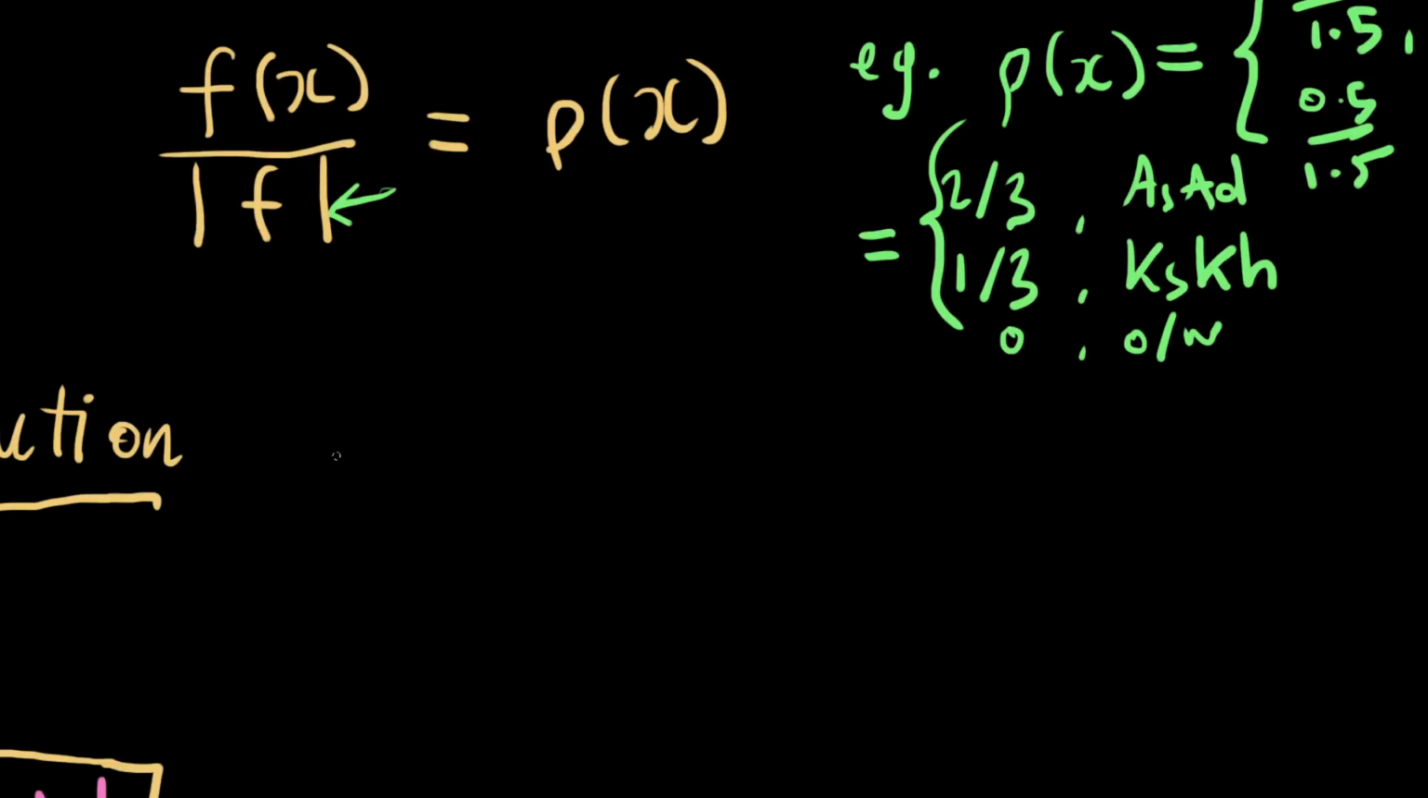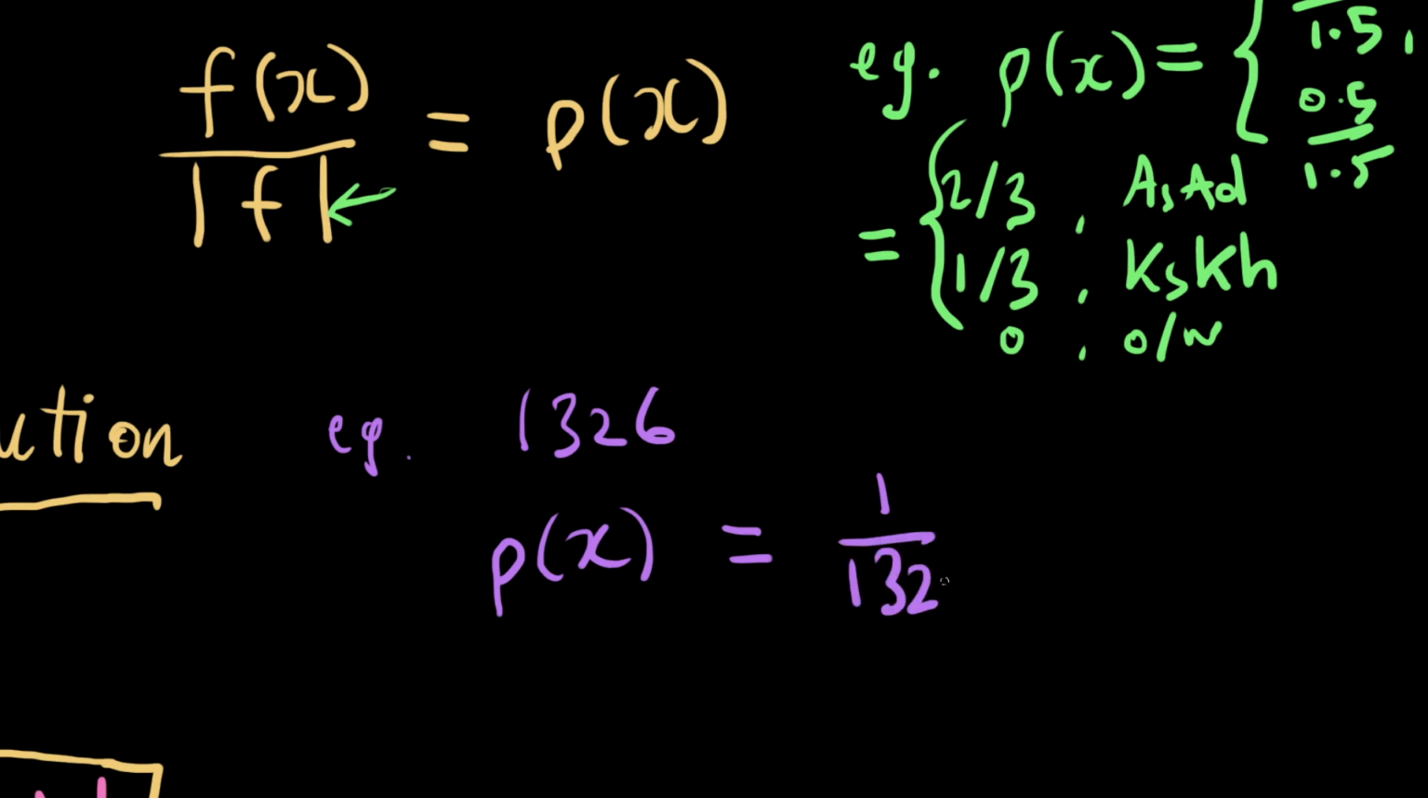Okay, so for another example, in the starting hand range you've got 1,326 combos. Then the starting distribution, P of X, is just going to be 1 over 1,326 for all X in the starting range, the starting set. So omega is the starting set. It's a list of all possible starting hands.